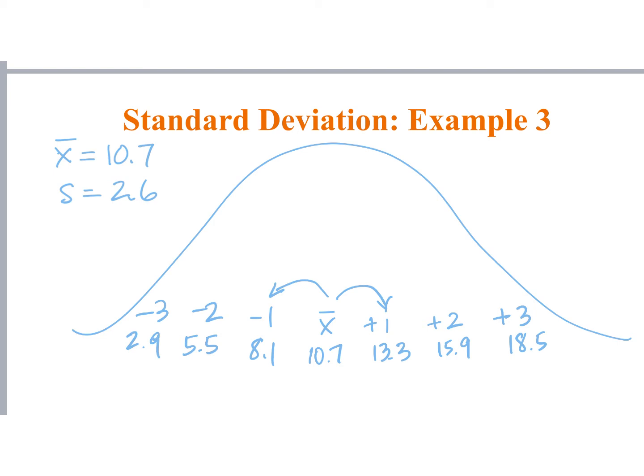This is the drawing that I'm going to ask you to do every time. Every time you have the mean and standard deviation, draw this out. It's going to be super helpful, trust me. So now let's answer the question. One level of particulate matter, one standard deviation above the mean, is the value of 13.3. And then the level of particulate matter, one below the mean, is the value of 8.1.